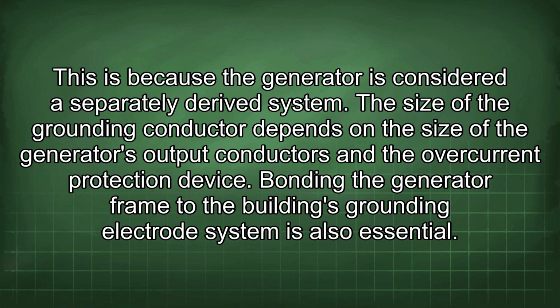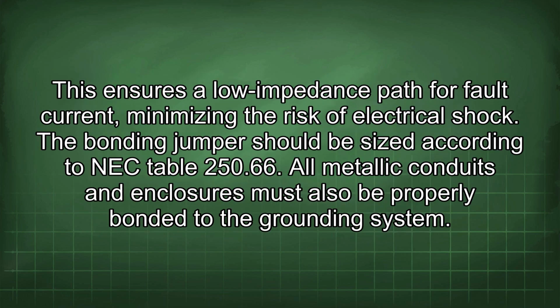Bonding the generator frame to the building's grounding electrode system is also essential. This ensures a low impedance path for fault current, minimizing the risk of electrical shock. The bonding jumper should be sized according to NEC Table 250.66. All metallic conduits and enclosures must also be properly bonded to the grounding system.